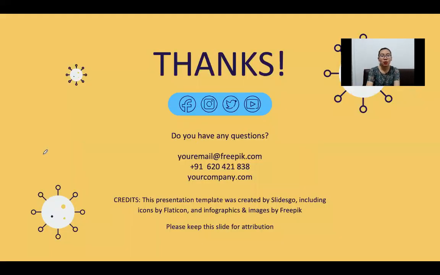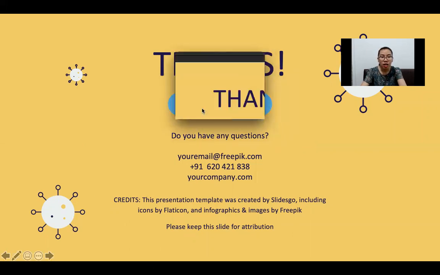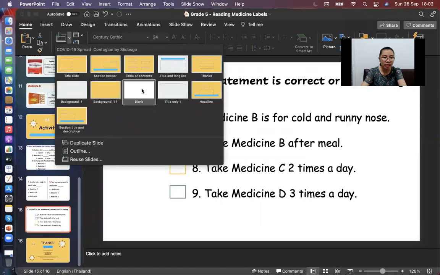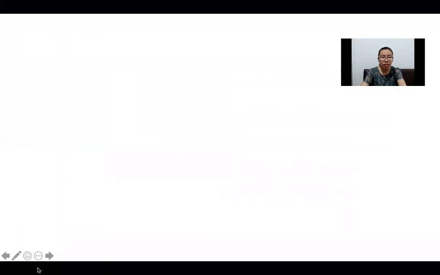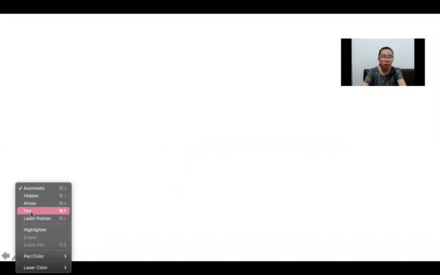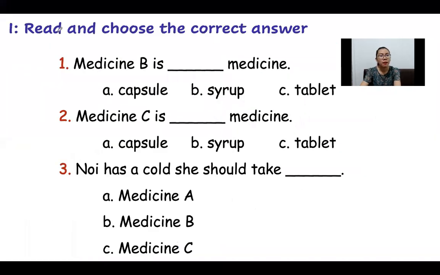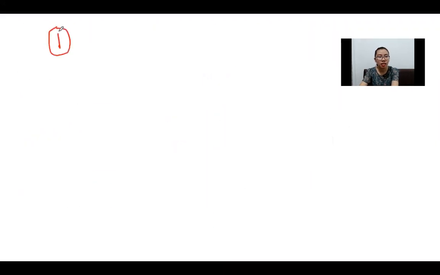Okay, so I will include this in the post so you can answer the post. You can answer the questions in your notebook. So for example, how do you write number one? What is the answer for number one? Medicine B is blank medicine. Is it A, B, or C? I think it is B. Okay, just write like that.